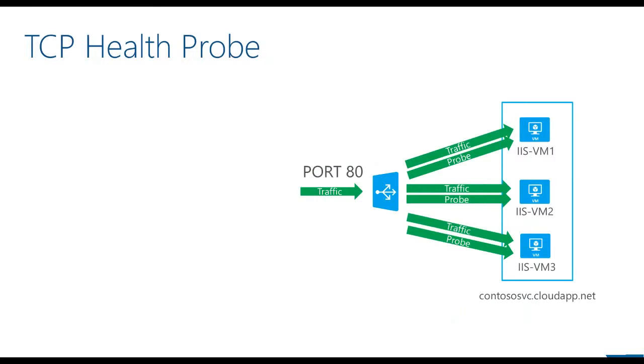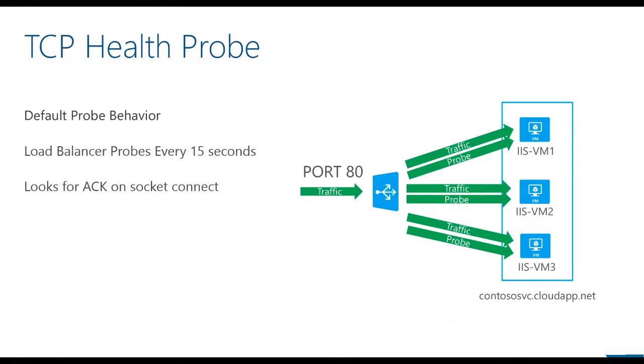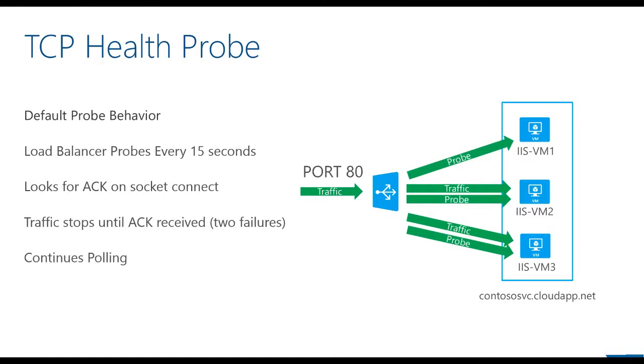The first health probe type I'll cover is a TCP health probe. When you create a load balance set, this is a default probe behavior. The load balancer will attempt a socket connection every 15 seconds on a private port for your endpoint. The load balancer is looking for a TCP ACK from the connection attempt. If the load balancer does not receive a reply in response to 2 probes, traffic is no longer sent to the virtual machine. The load balancer does continue polling looking for the response, so when that virtual machine is healthy again, it's automatically put back into rotation.